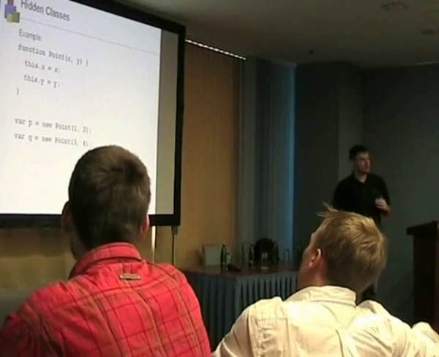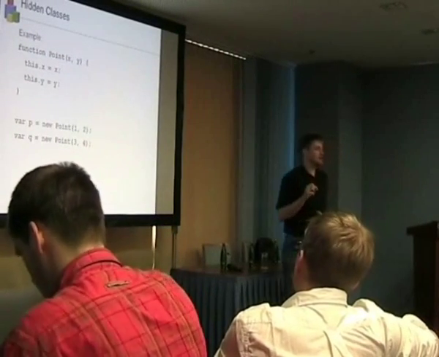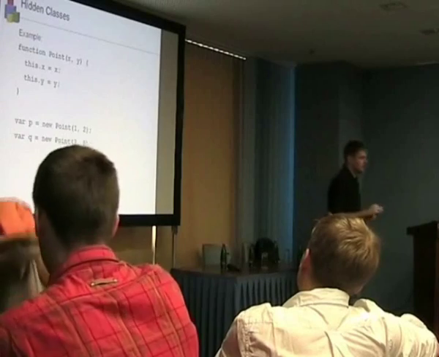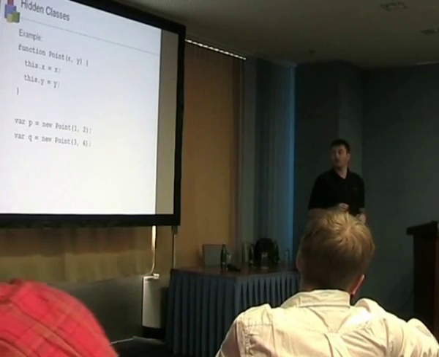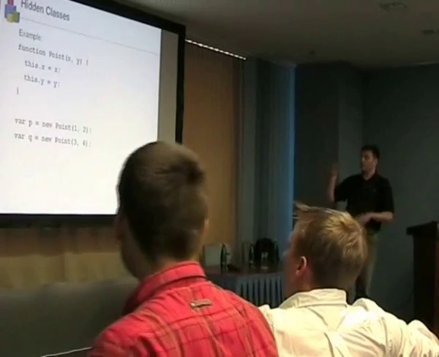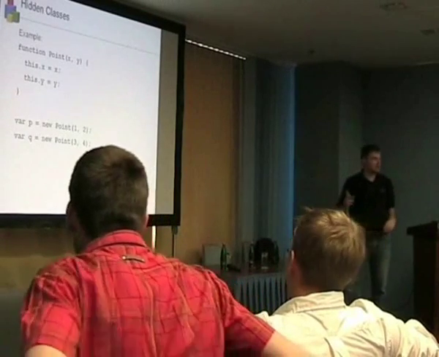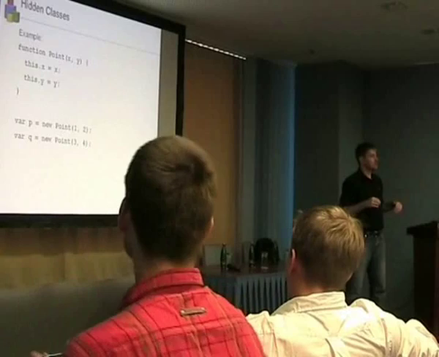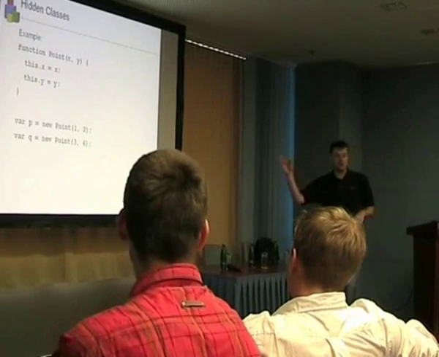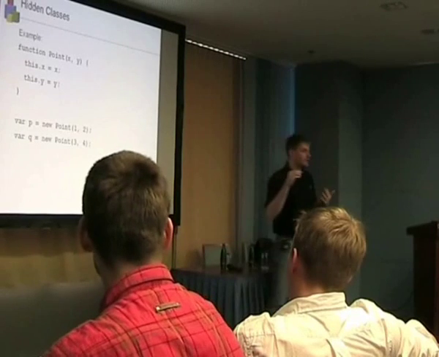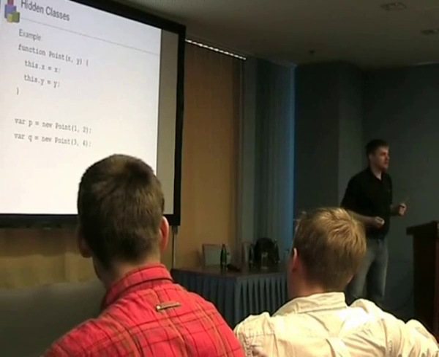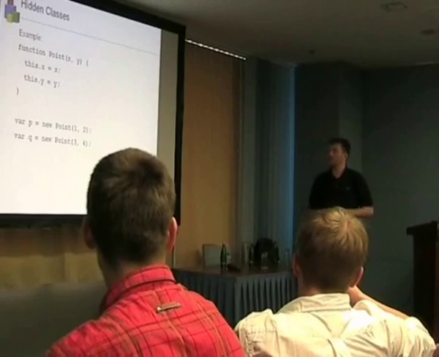In order to do that, we introduce classes behind the scenes. The users don't see them, they're not in the language, but in the implementation, we have a notion of a class. We call it a hidden class. Here's an example. All objects in JavaScript are created based on functions. So here's a point function for creating point objects, and all it does is create a point object and assign an X and a Y value to the X and Y properties of the object.